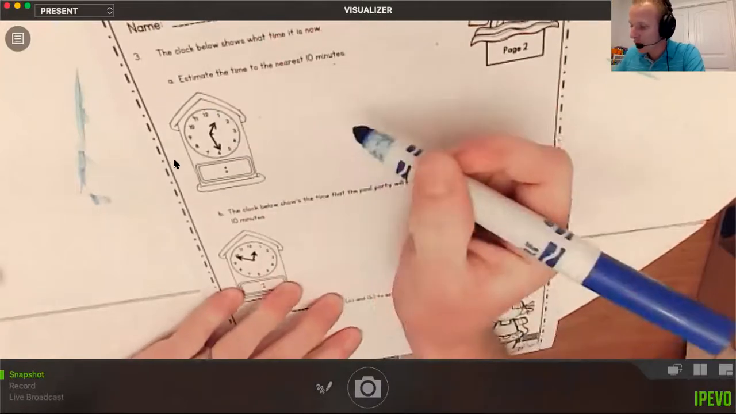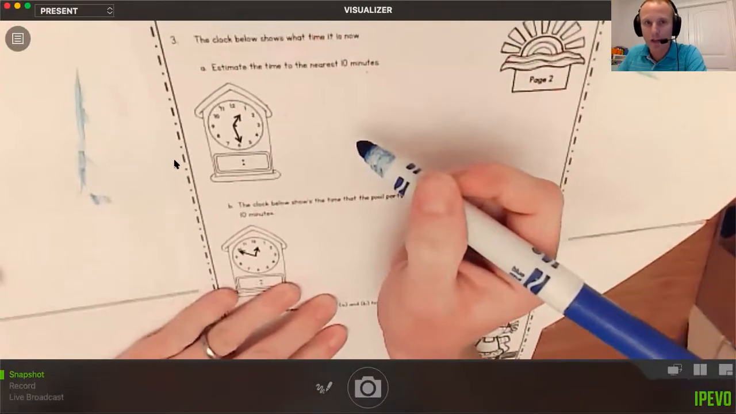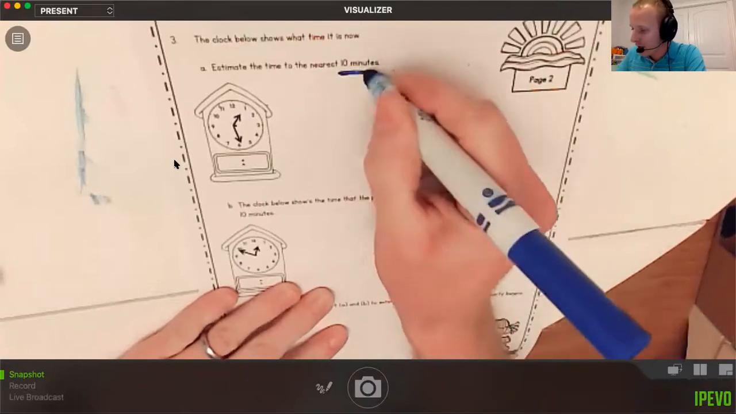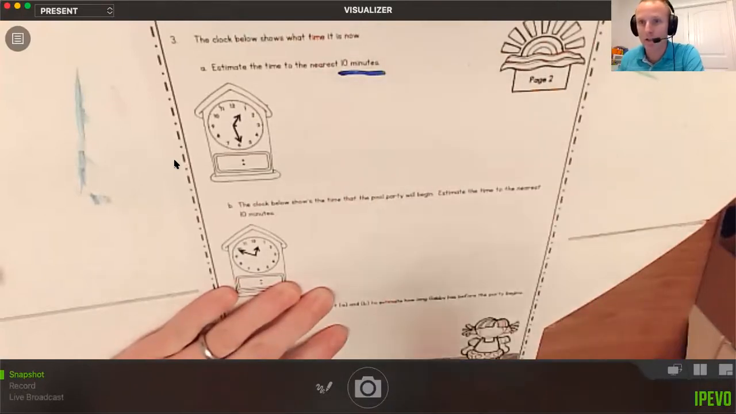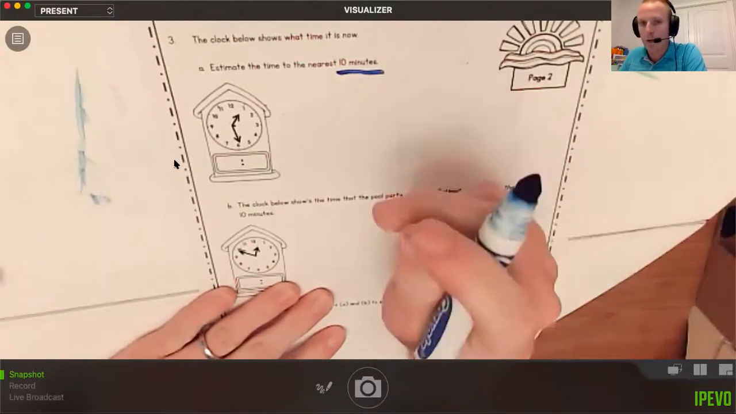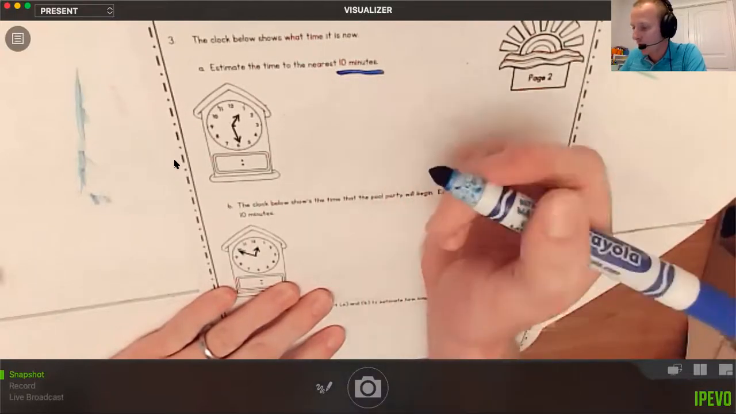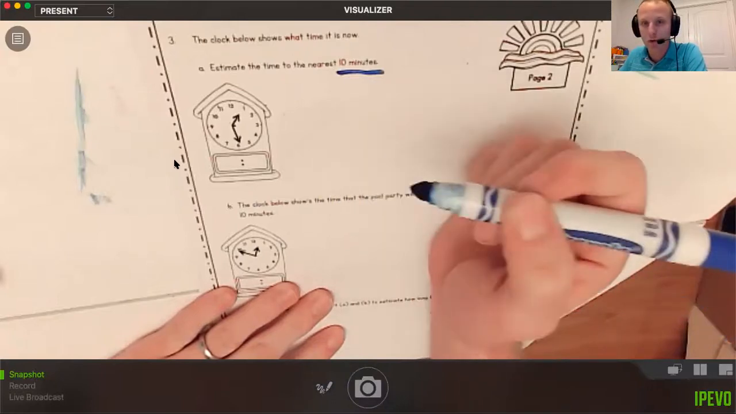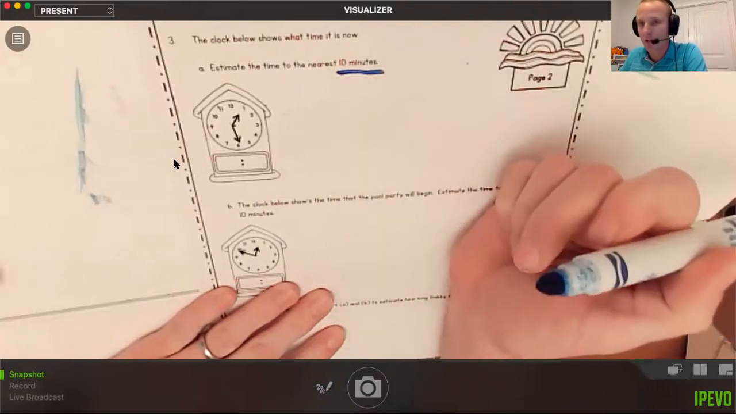So the clock below shows what time it is now. Estimate the time to the nearest 10 minutes. Okay, so this is a rounding problem. Anytime you see estimate to the nearest 10 minutes, that's rounding. So a couple of things you need to be able to do accurately on a problem like this. First, you need to be able to tell what time it is. And second, you need to be able to round.